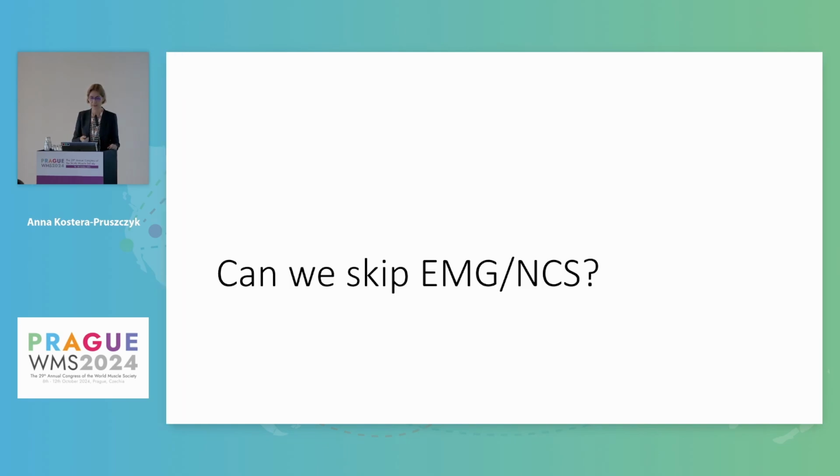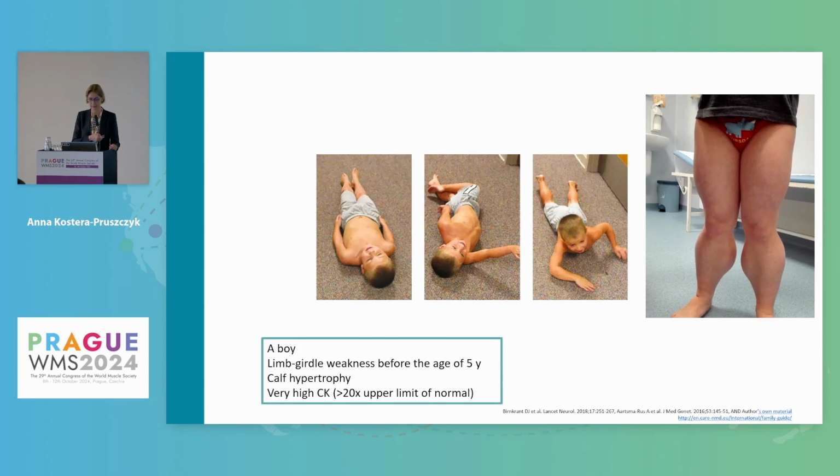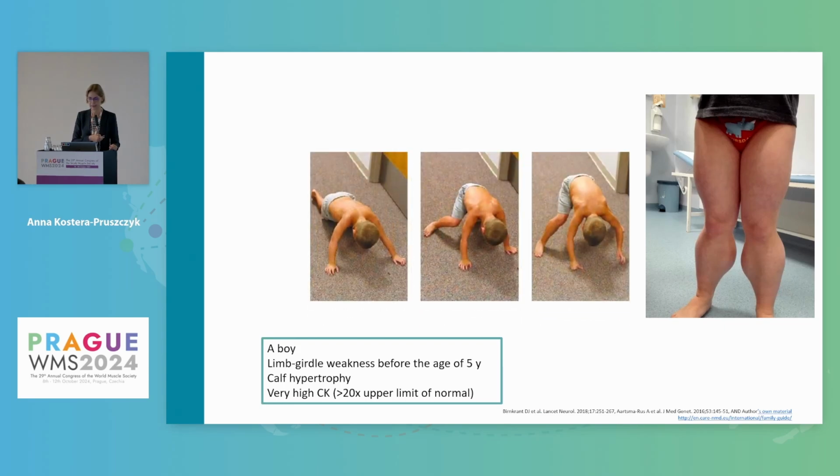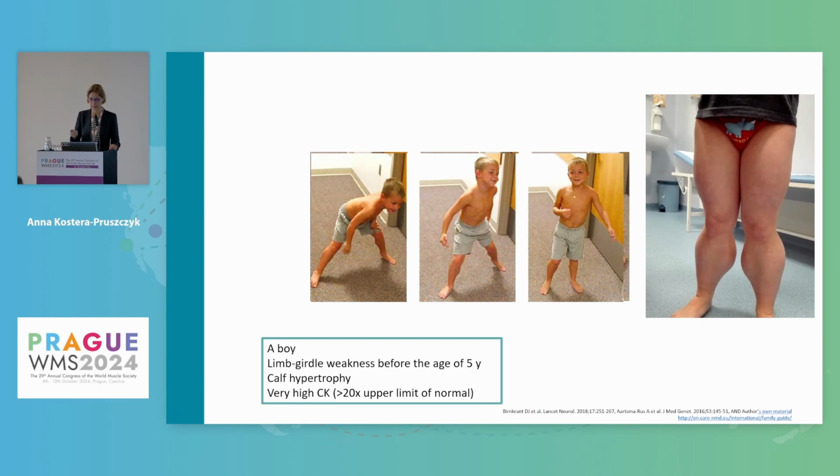So can we skip EMG or nerve conduction studies? This is something that we've already discussed today, and these are very classical examples. Of course, if the patient is a young boy with limb girdle weakness who gets up from the floor with Gowers' maneuver, no EMG is needed.